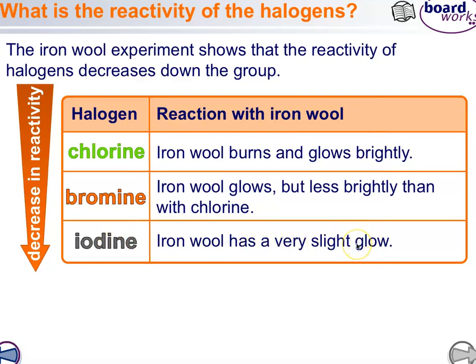So you see that reactivity decreases as you go down the group, because as you go down the group, the size of the atom increases, the number of shells increases, and the shielding effect increases. The outer shell is shielded from the positive nucleus, and therefore it becomes more difficult to attract an electron to complete the outer shell, resulting in less reactivity as you go down the group.